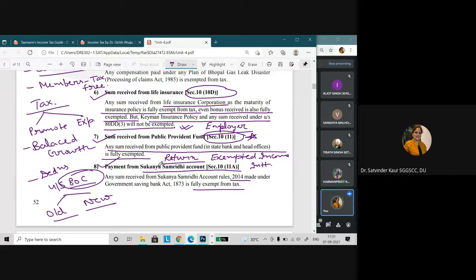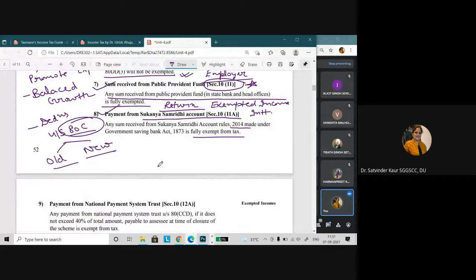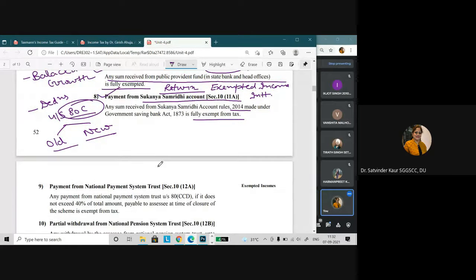So what you have to do is remember 5 or 6 examples of fully exempted incomes in your mind, right? If a theory question or MCQ comes asking you to give examples of 5 fully exempted incomes, then you have to remember these.